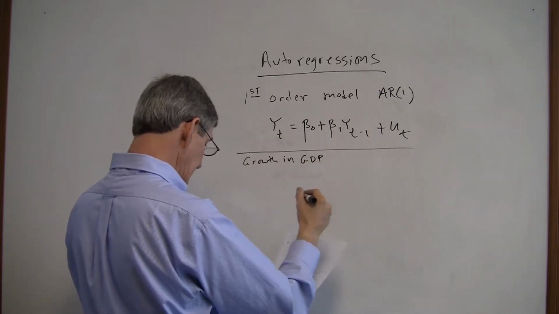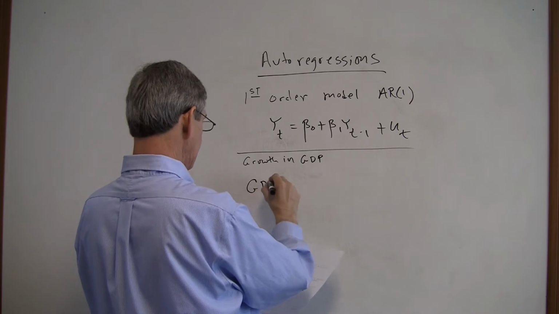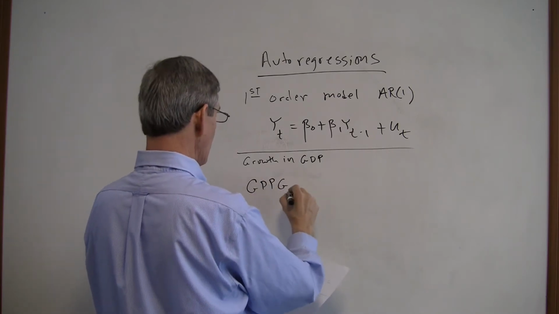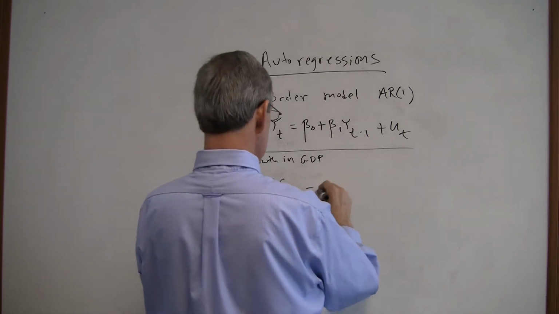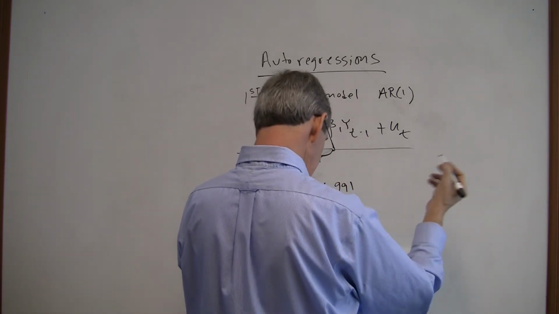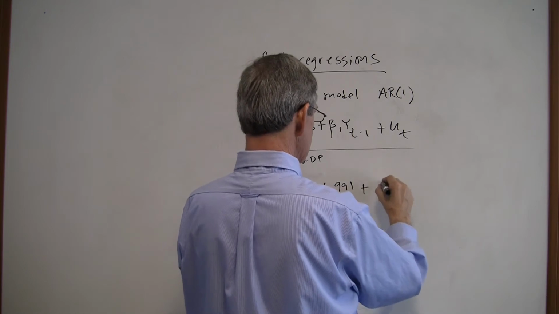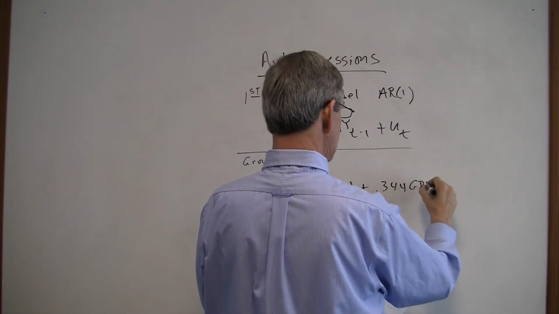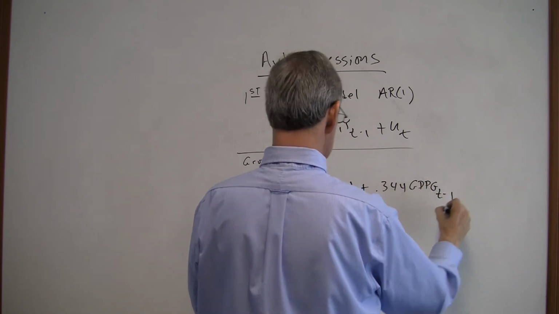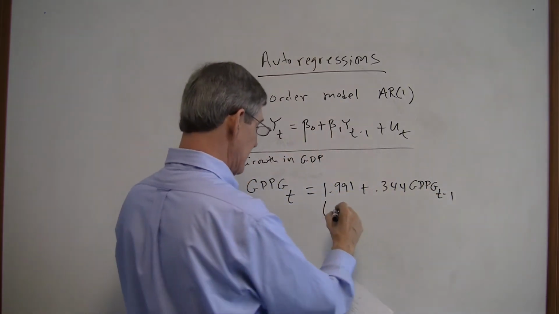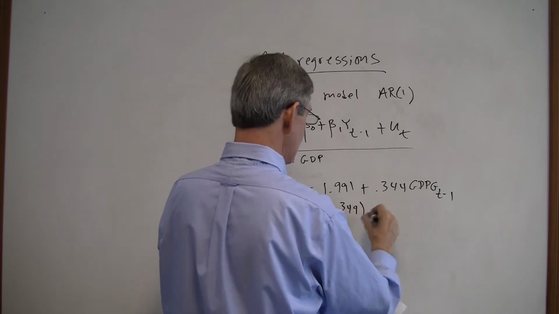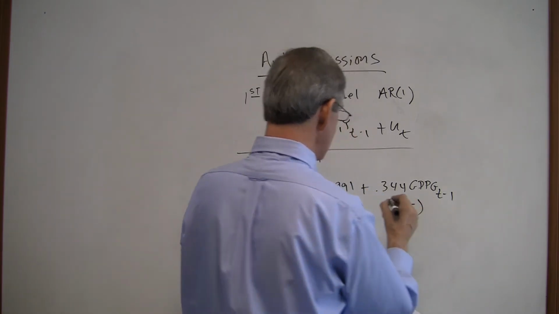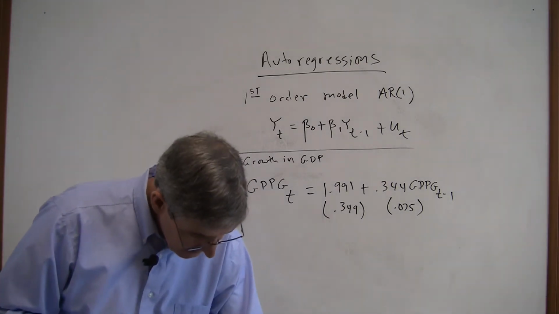I'll just write it like the book does. So GDP growth at T is 1.991, this is just from OLS, plus 0.344 GDP growth at T minus 1. Then you have your usual standard errors, 0.349. And as always, as we'll explain later, we're going to want to use HAC errors, robust errors.